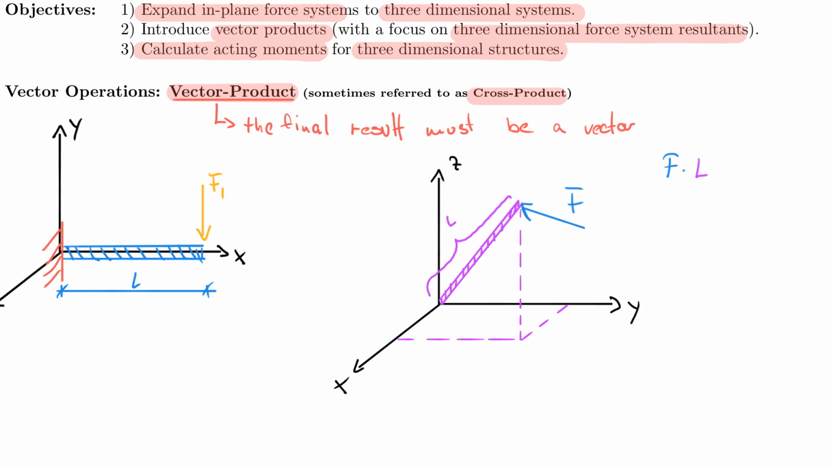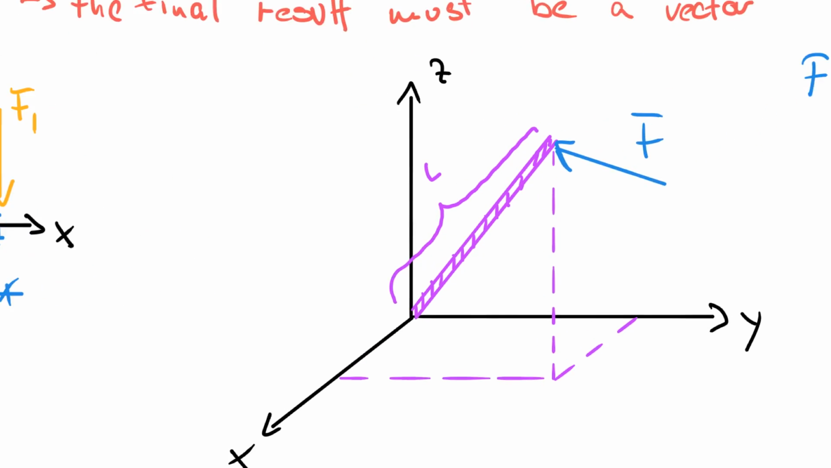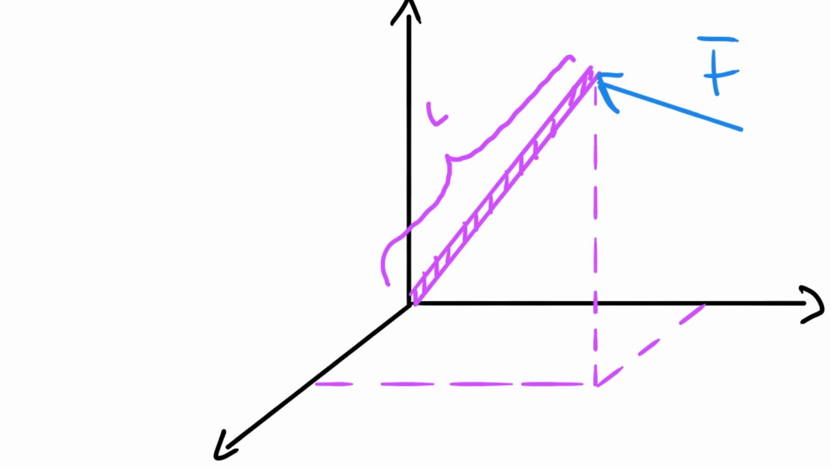So it would be much more interesting for us to actually find moments that are acting along the axis. So let's say I have a moment in this direction and a moment in this direction and a moment in that direction. So what I'm really after is these double arrows, so that you understand that here I would have a moment about the x-axis, here I have a moment about the y-axis, and here I have a moment about the z-axis.